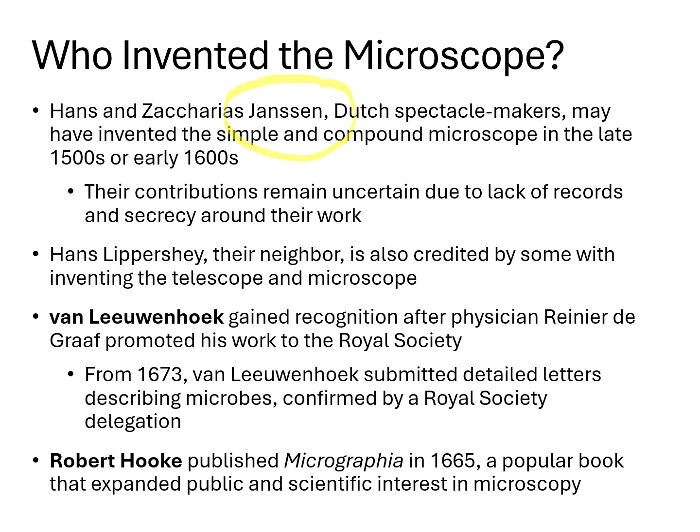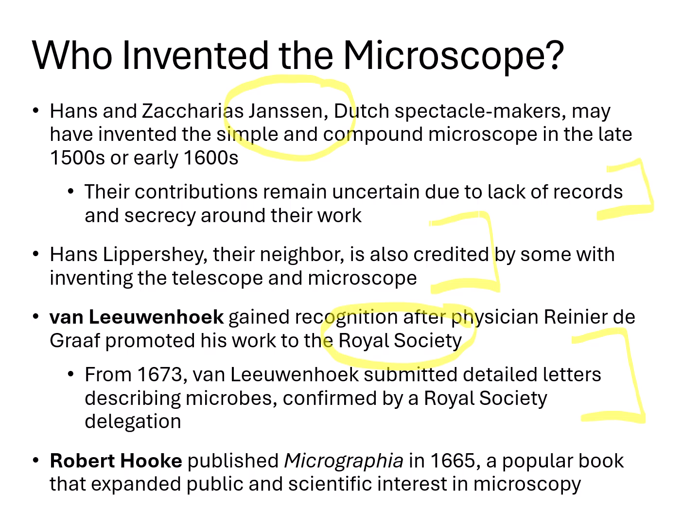The problem is that they were really secretive about their work, and they didn't really have any records of their work. It could also be their neighbor that invented the microscope or the telescope. Van Leeuwenhoek really gained recognition after his friend basically convinced him to submit his work to the Royal Society of London. And it's through that evidence, through that documentation, that really made him famous.